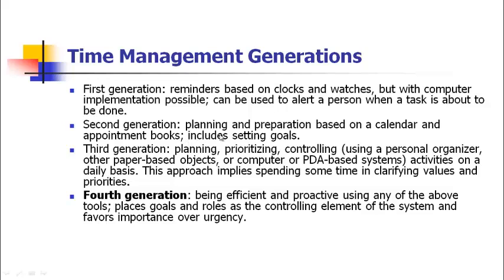In the second generation, what they came out with is that reminders are not the only thing. In the first generation they were just doing it based on the normal activities you were planning, but in the second generation they said that planning and preparation is required. If you want to implement time management in a correct manner, then you need to plan out what you want to do. That planning and preparation, based on a calendar and appointment books, includes setting of goals. So the idea was that first you do goal setting, and then based on that you plan out your activities.